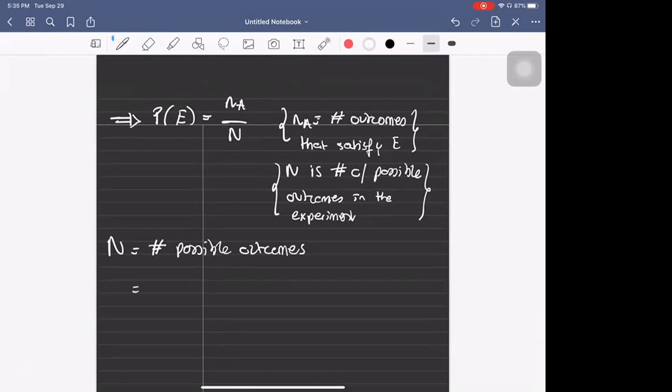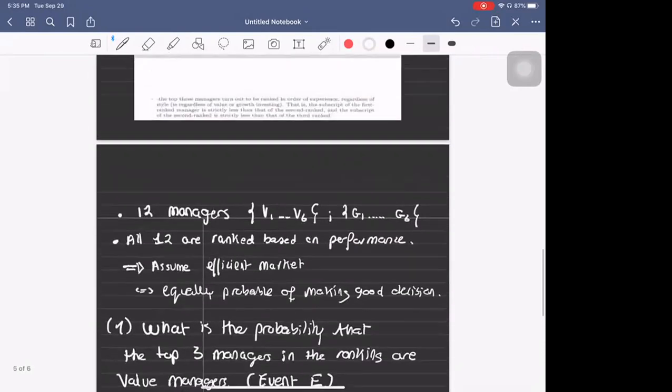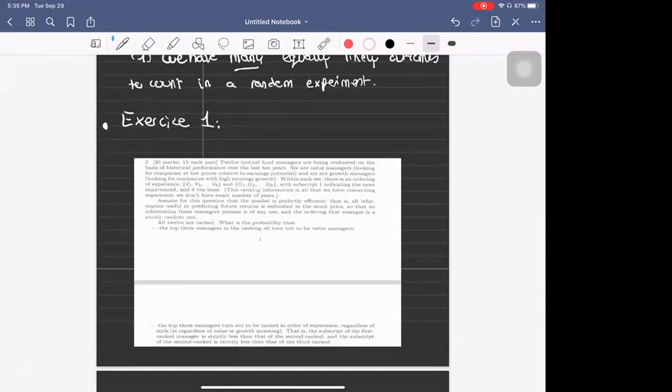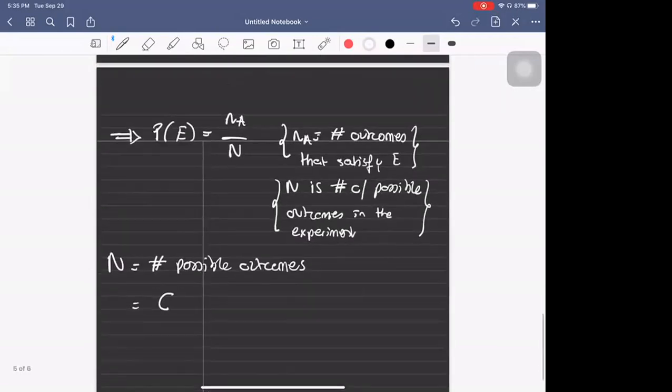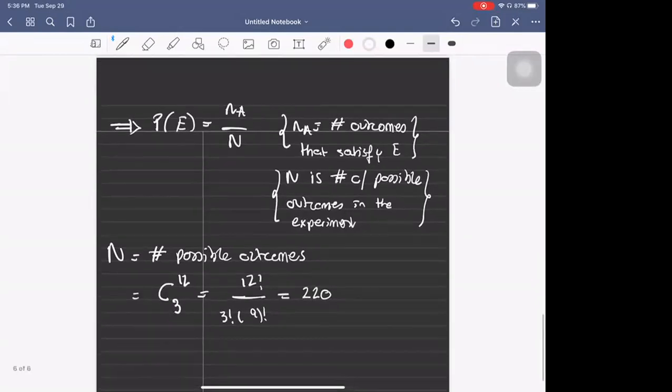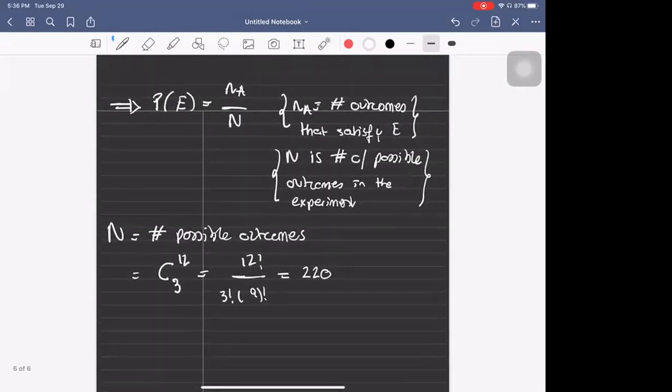We're dealing with combinations, and we're ranking 12 managers, and we're ranking the top 3. So we want to know how many different combinations of 3 managers we can make out of a set of 12 managers. That would be 12 combination 3, which is equal to 12 factorial over 3 factorial times (n minus k) factorial, which is 9 factorial, which would be 220. All right, so we have N. Does everybody get how we got N?